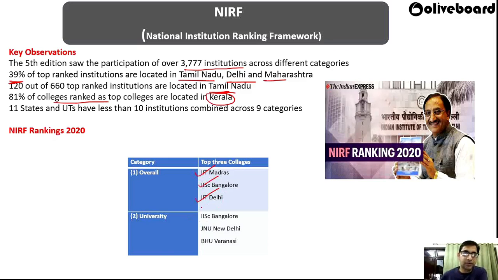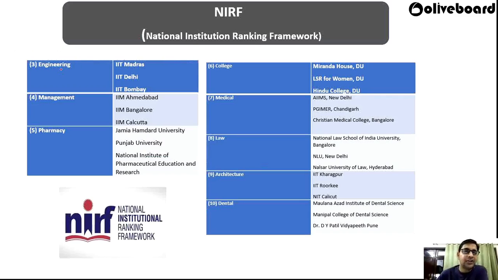Then second is the university category. The first is IISc Indian Institute of Science Bangalore, then Jawaharlal Nehru University New Delhi, Banaras Hindu University Varanasi. These three are in the top three under the university category. Under the engineering college, IIT Madras is on the top, then second IIT Delhi, then IIT Bombay. Under the management category, IIM Ahmedabad is on the top, then IIM Bangalore, then IIM Calcutta.